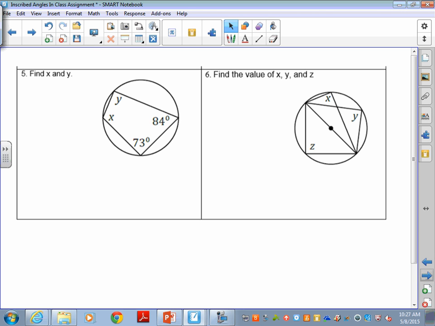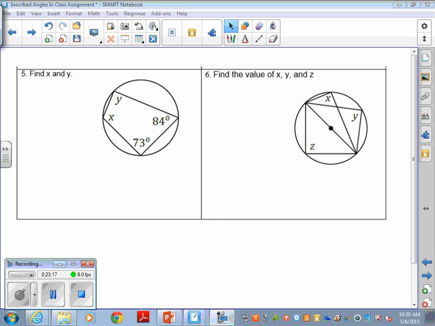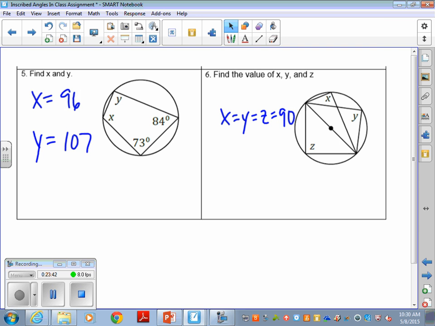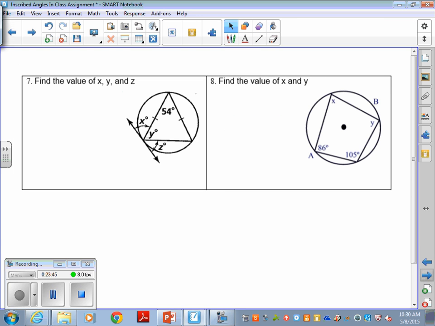All right, you have these two. I'm hoping real quick, real simple, you should see the relationship. Use your notes if you need to. Hopefully we saw this: X, 96, Y, 107. Opposite angles are going to be supplementary, equal 180. And hopefully you see X, Y, and Z all equal 90. They all inscribe a semicircle, or intercept a semicircle. All right, let's go to number 7 and 8.